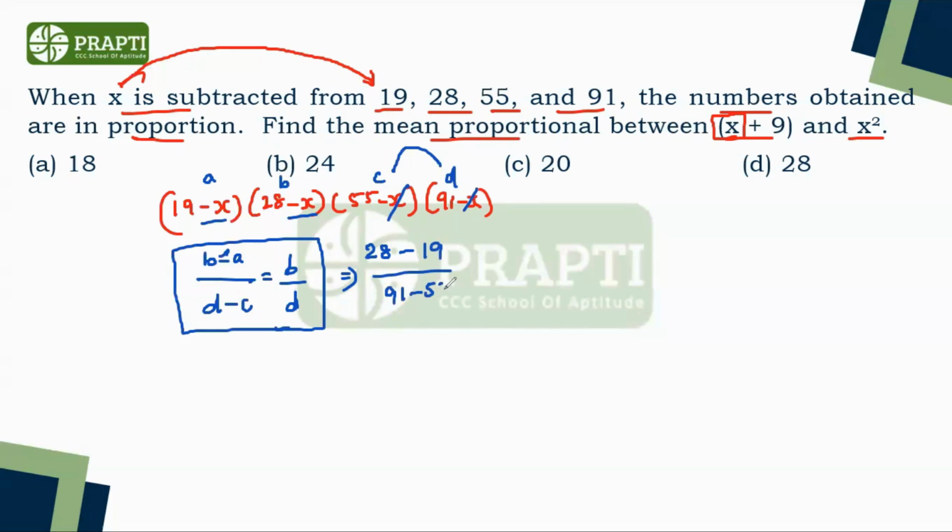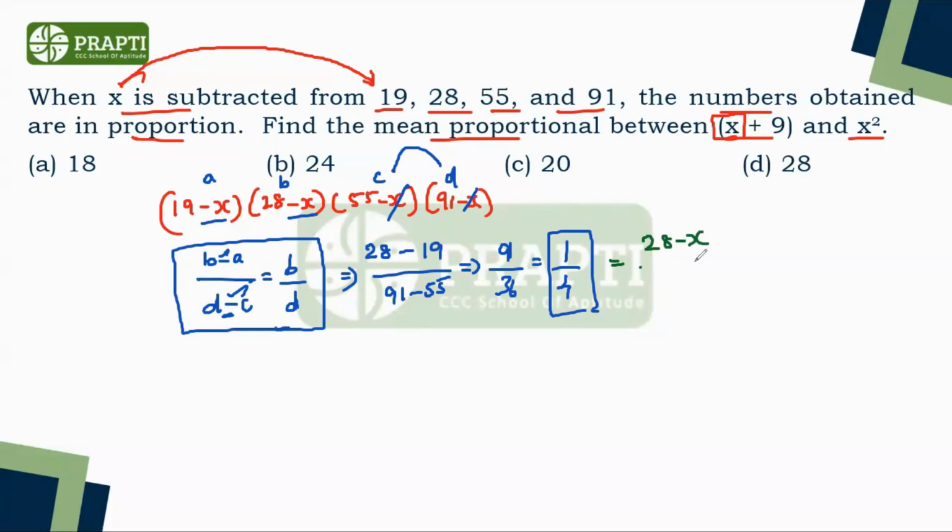91 minus 55. Now reduce it so that you will be getting 9 by 36, which is equal to 1 by 4. So we got the value of (b minus a) by (d minus c), which is nothing but 1 by 4. Now, with respect to the formula, this is equal to b by d. What is b by d?